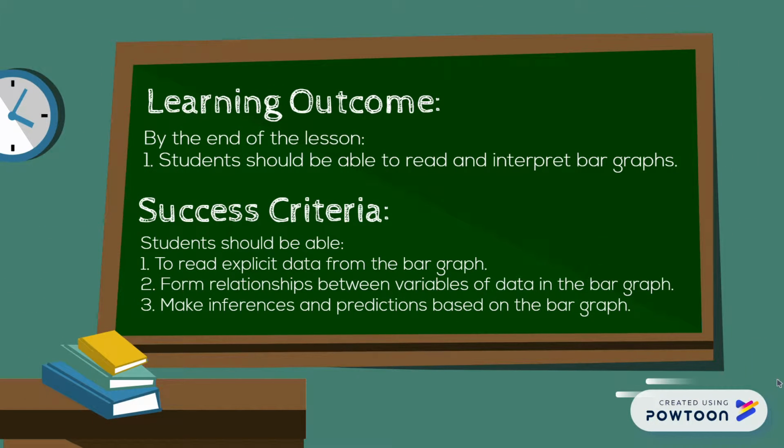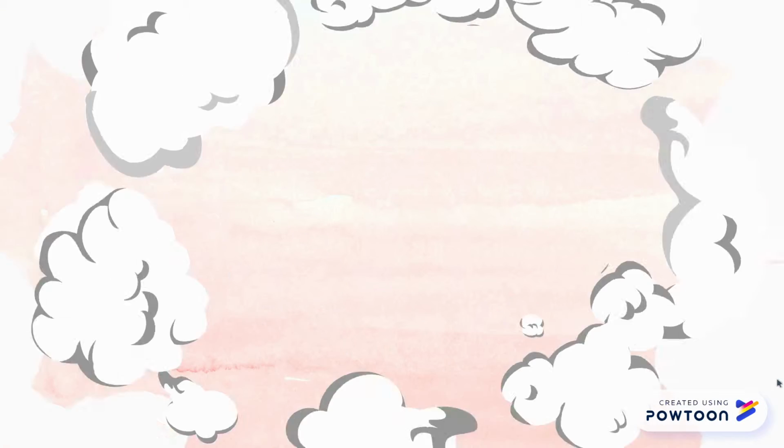Now, let's look at the learning outcome and also the success criteria of the lesson. By the end of the lesson, students should be able to read and interpret bar graphs. With that being said, students should be able to read explicit data, form relationships between the variables, and also make inferences and predictions based on the bar graph.